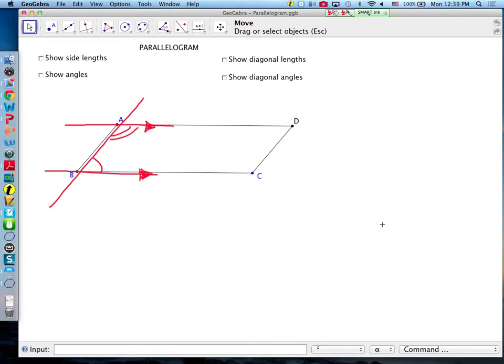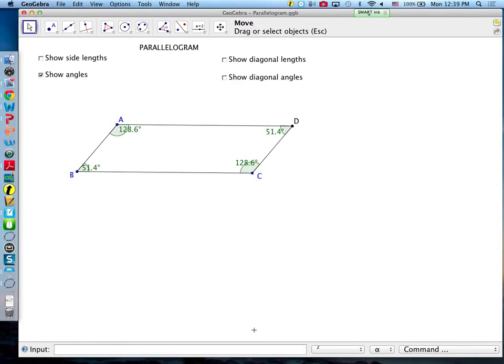Can you tell by the numbers in what you just did? Supplementary? They add up to 180? Correct. Let me show the angles here. Sometimes it works up here, sometimes it doesn't. It's a day that it doesn't want to. Okay, so show the angles.